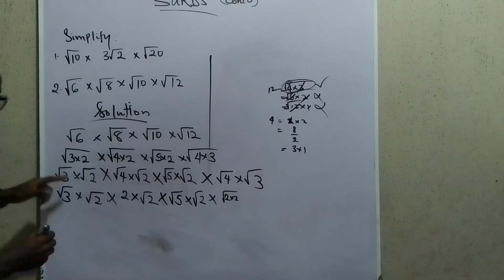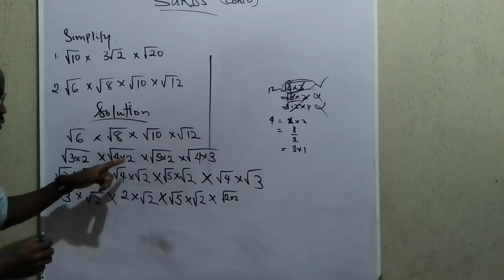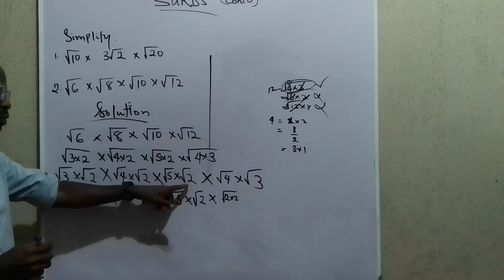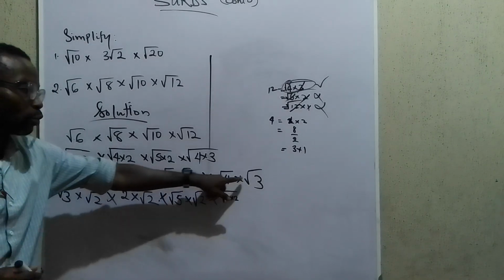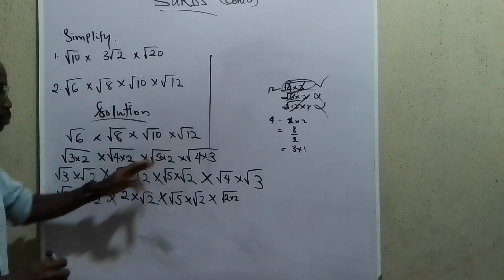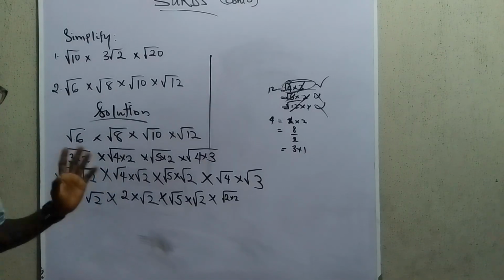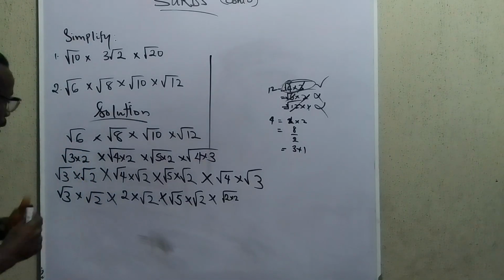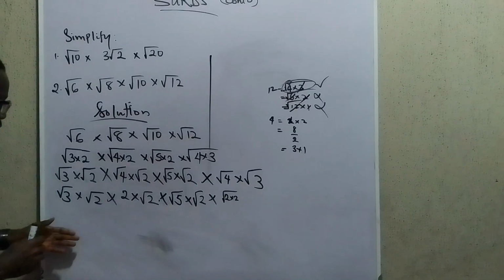So this is root 3 times root 2 times root 4 times root 2 times root 5 times root 2 times root 4 times root 3. So what we did was to separate them, giving them their individual square root signs. Is that okay?